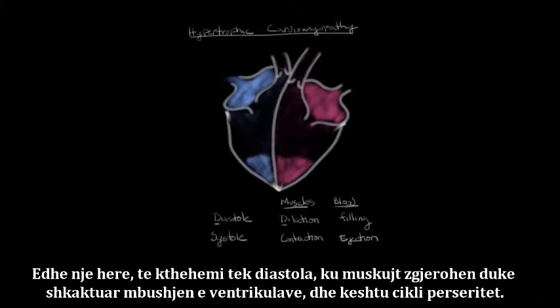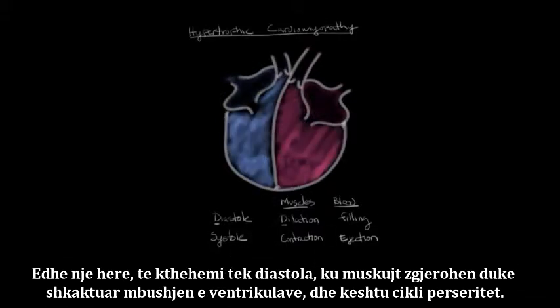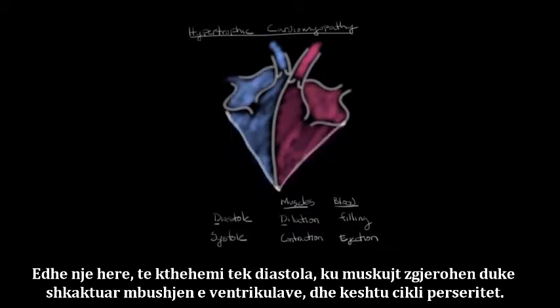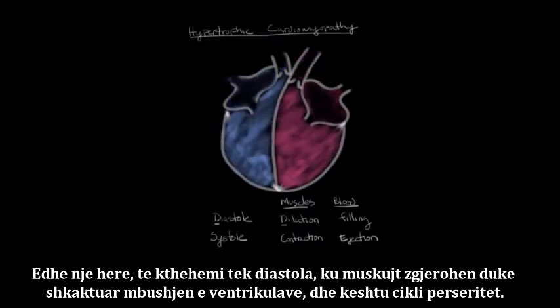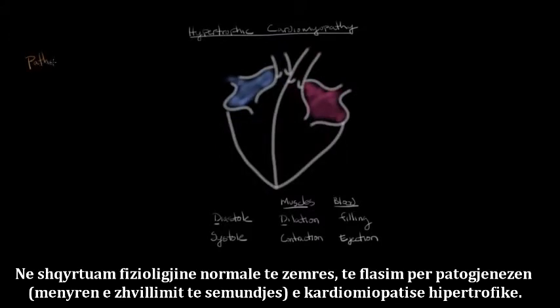So once again, we go back into diastole, where the muscles dilate and cause filling of the ventricles, and the cycle just repeats itself. So now we've reviewed normal cardiac physiology. Let's talk about the pathogenesis of hypertrophic cardiomyopathy.